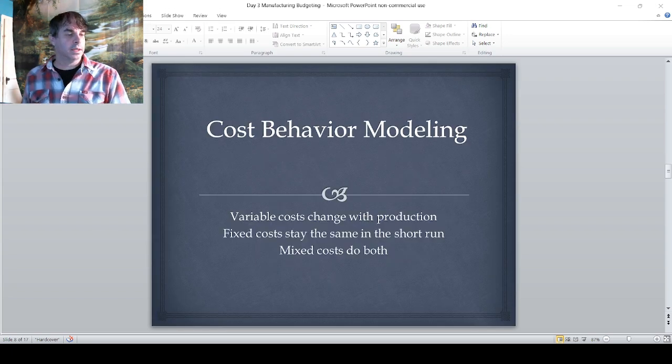Next, let's move on to understand cost behavior: how costs react to production changes. There are 3 types of costs: variable costs, which change proportionally with production; fixed costs, which stay constant in the short run; mixed costs, which are part fixed and part variable. Knowing these is key to creating realistic forecasts.